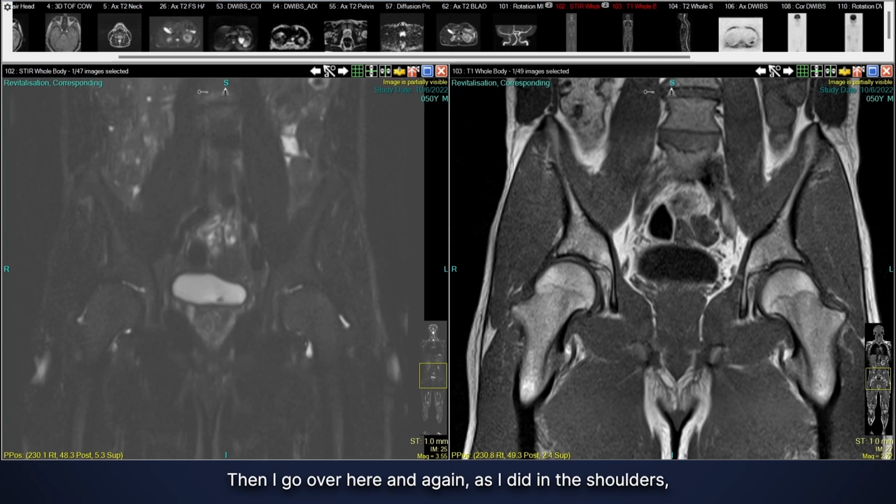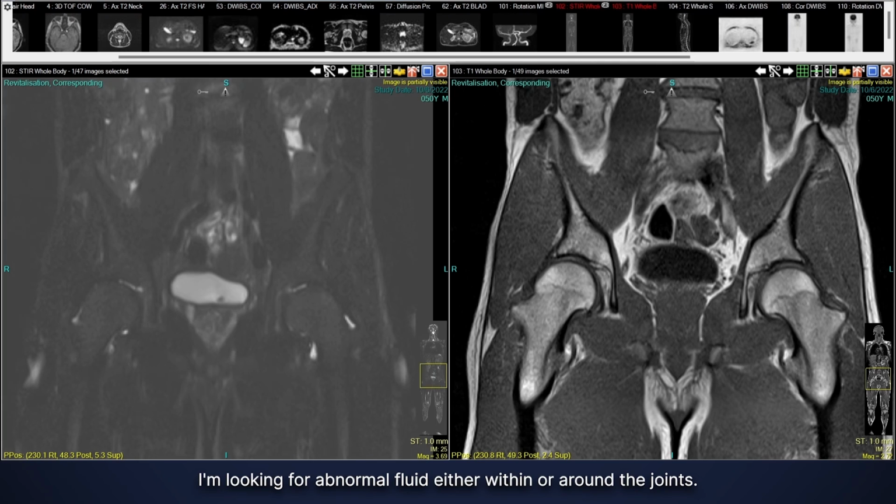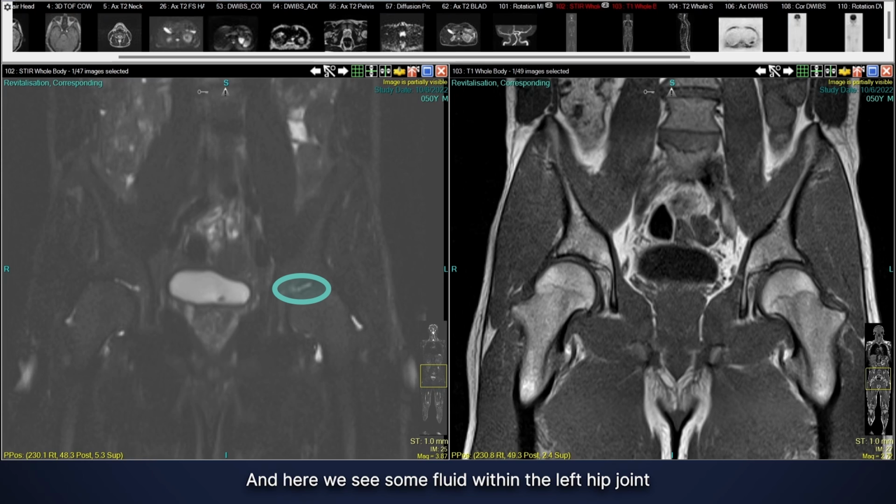Then I go over here, and again, as I did in the shoulders, I'm looking for abnormal fluid either within or around the joint. And here we see some fluid within the left hip joint and a little bit in the right hip joint as well, so small hip joint effusions.